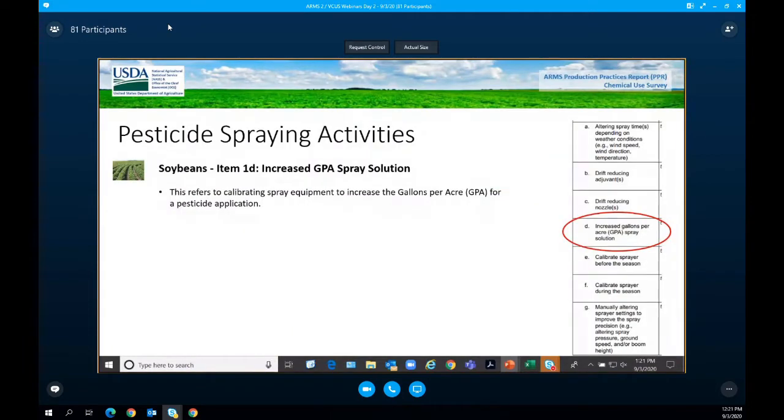Item 1D is referring to increases in the gallons per acre, the spray pressure. And growers typically might increase gallons per acre because they're going to get better coverage, and that's going to provide them more flexibility with nozzle choice and droplet size, and generally just give them better control of an application.